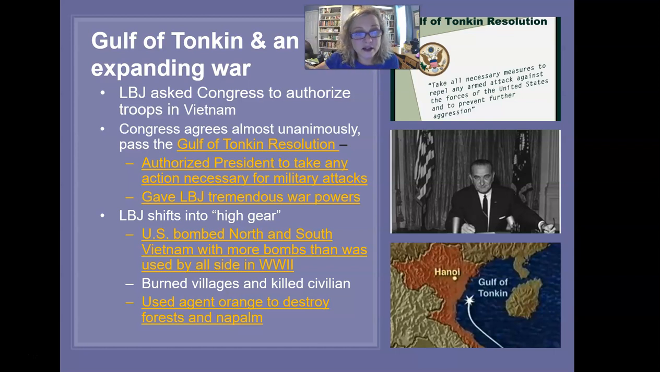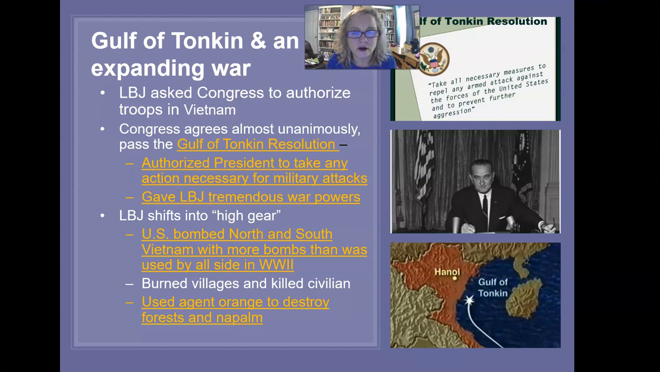Okay, but LBJ does shift this into high gear, and just to note, the U.S. bombed North and South Vietnam with more bombs than was used by all sides during World War II, just to have that in perspective. They also begin the use of Agent Orange and napalm.